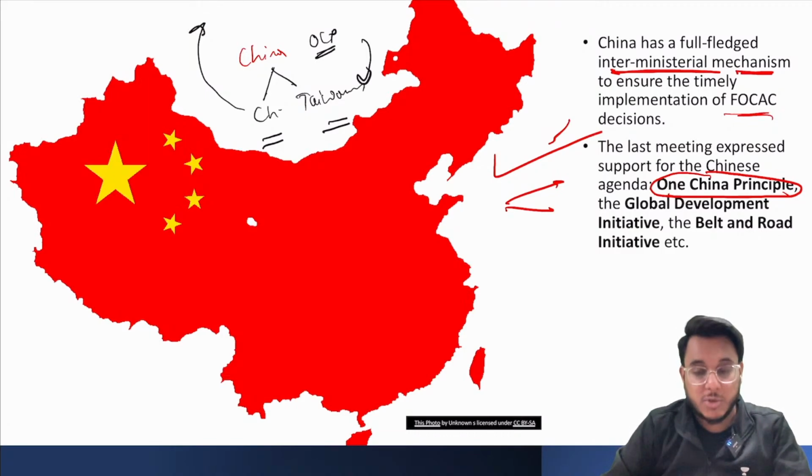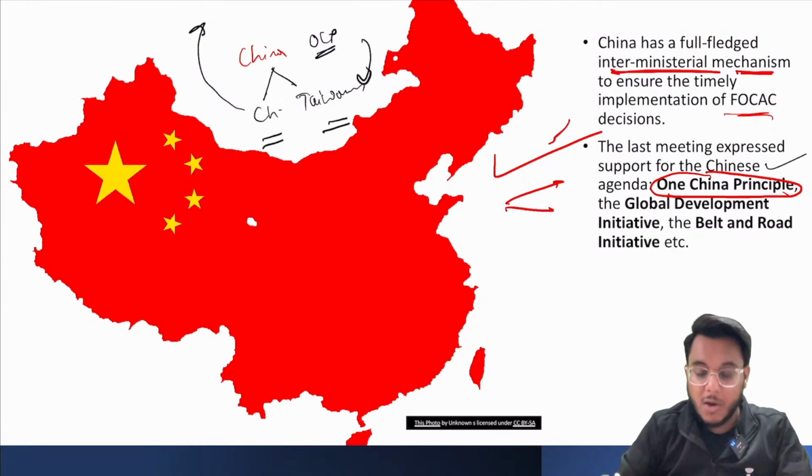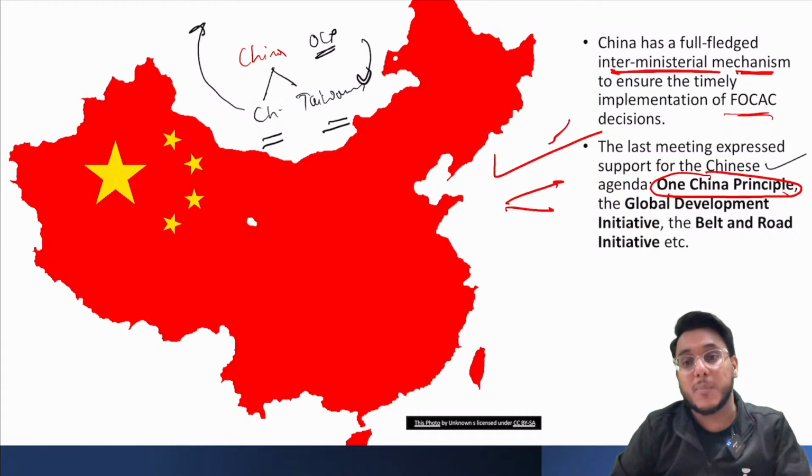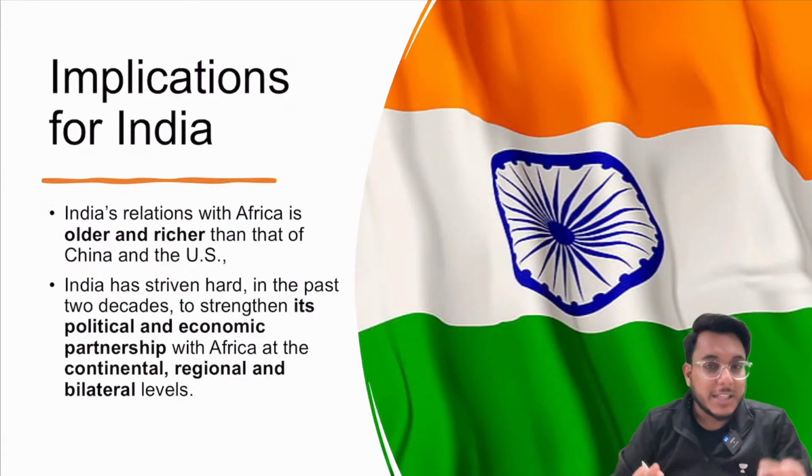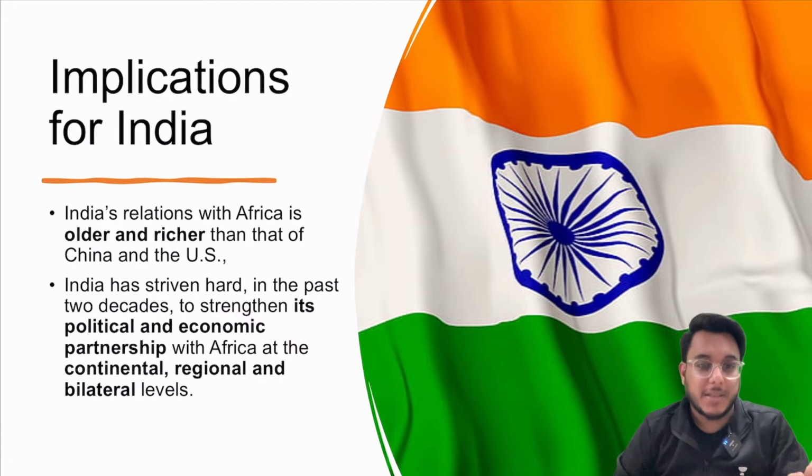In the last year, we saw that US House Speaker Nancy Pelosi visited Taiwan without the permission of China, and China became very irritated. So China is very sensitive on this One China principle, and Africa has supported it. Africa is also supporting the connectivity and developmental initiatives of China, for example, the Belt and Road Initiative and the Global Development Initiative. So we see that the warmness in relations is coming from this.